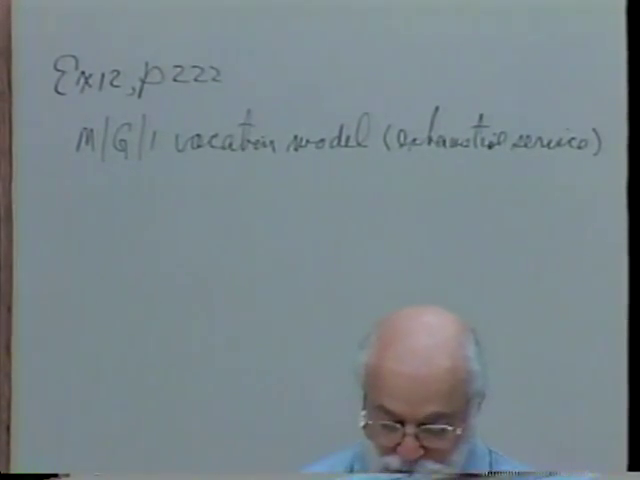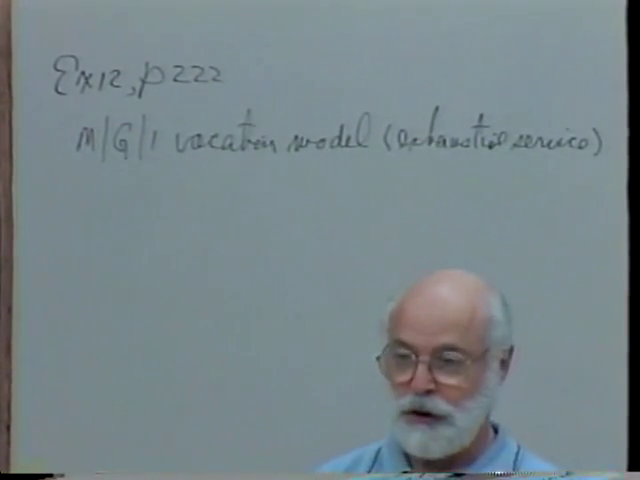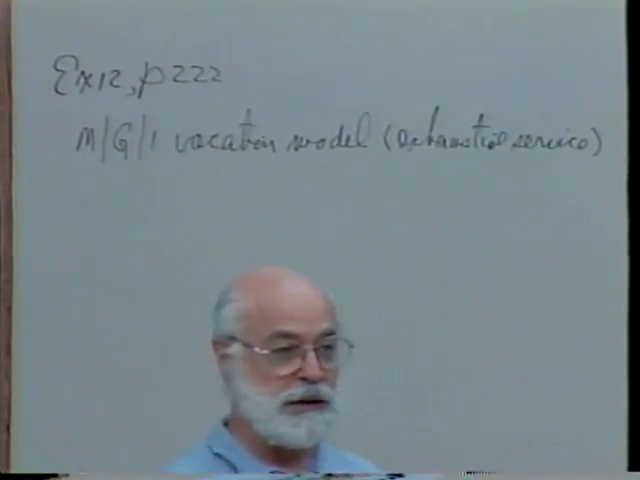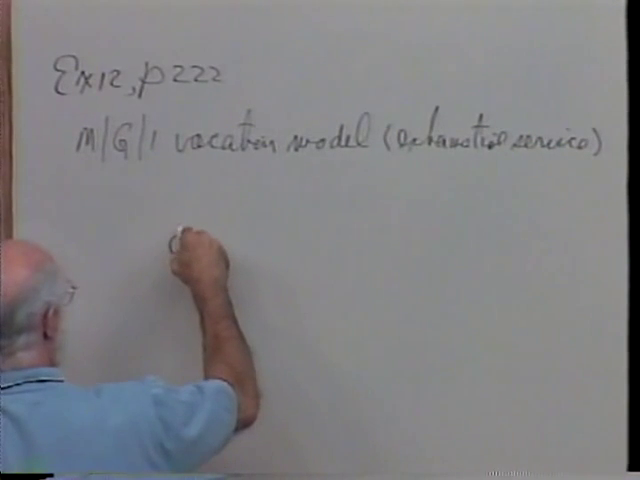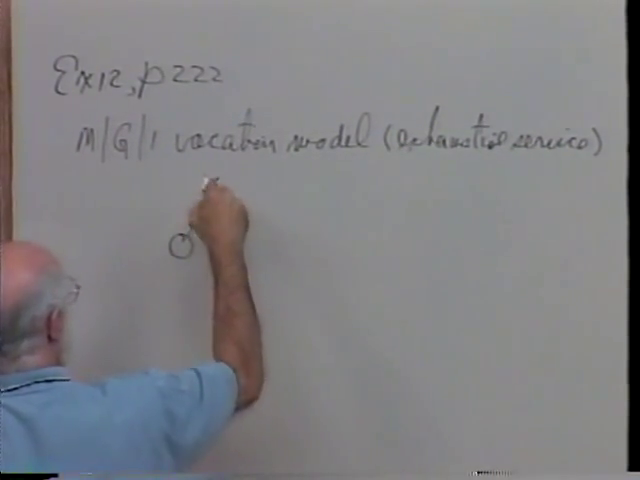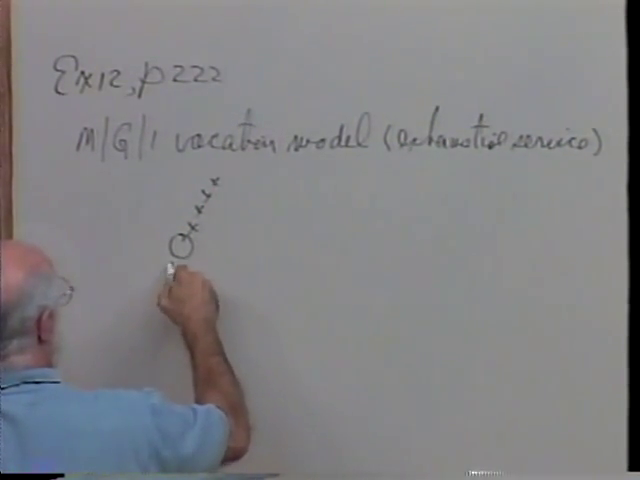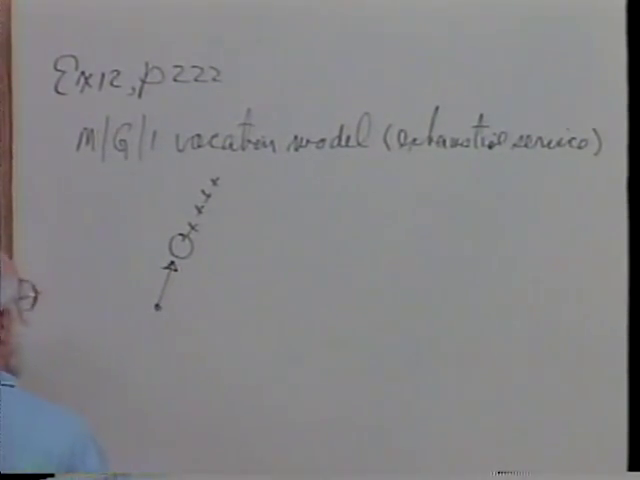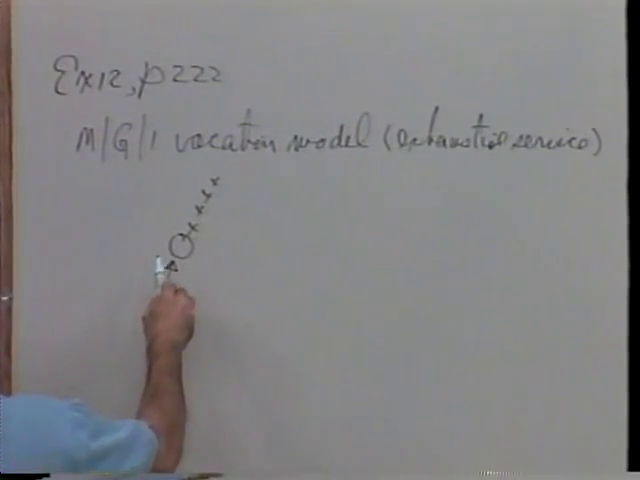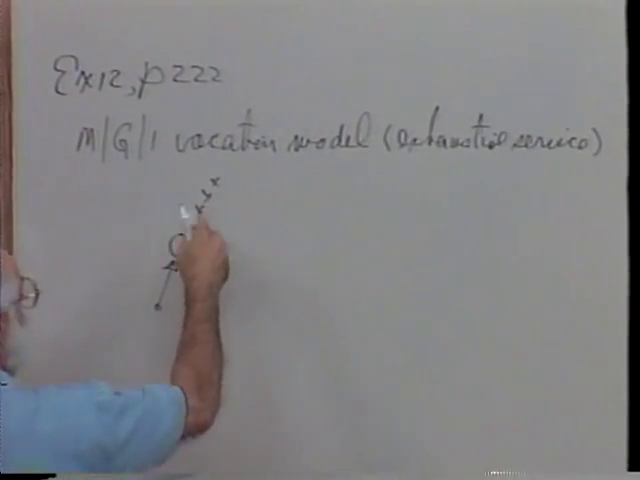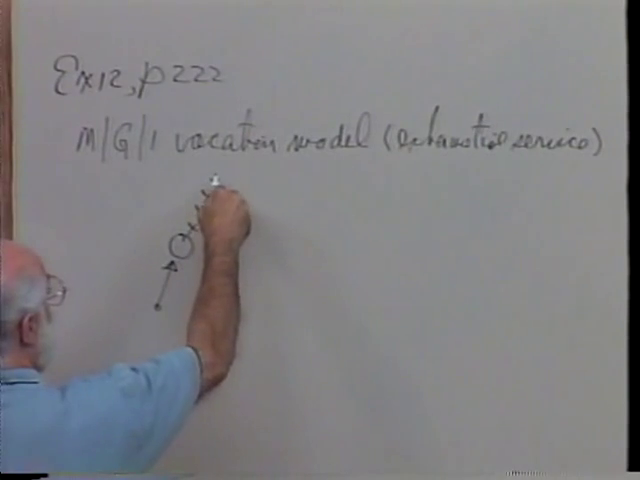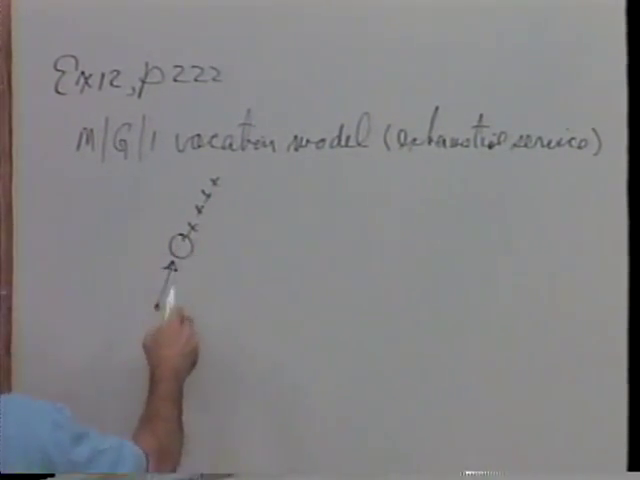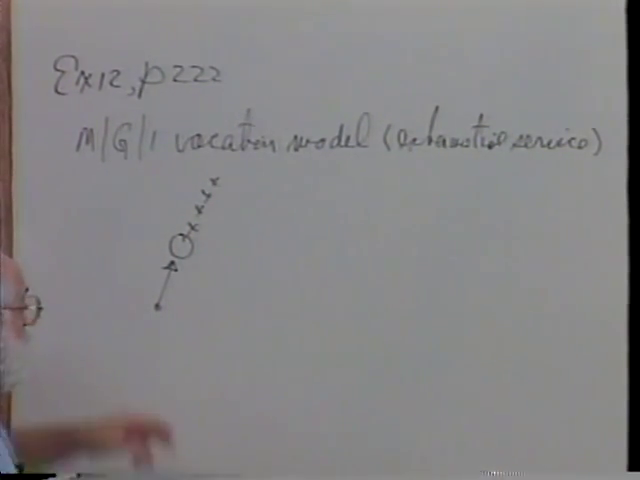So the idea is this. You start off with a queue that otherwise would be MG1. So let's say that this is the station, and the customers arrive. And here is the server. And the server works until it's idle. That is, while it's working, other customers can be arriving, but eventually the server becomes idle. So in that sense, this is just like ordinary MG1.